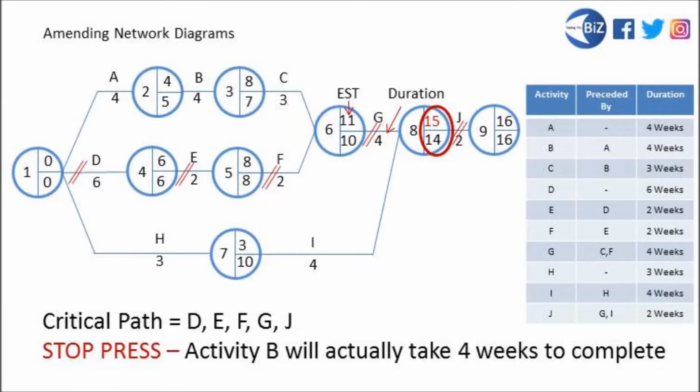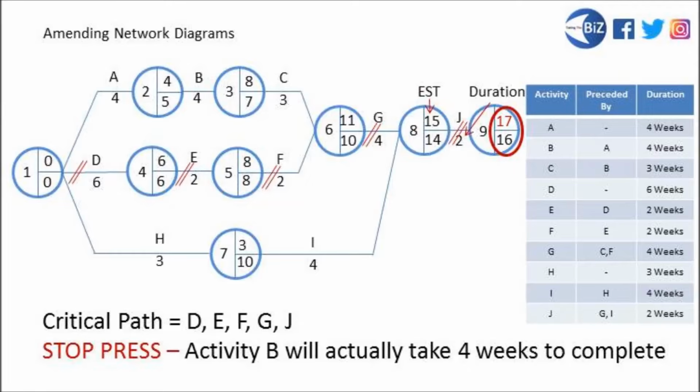Rather than 14 weeks plus 2, meaning that we can get this project done in 16 weeks, J's earliest start time has just shunted to 15 weeks. Now 15 plus the 2-week duration of J means that this project cannot get completed in 16 weeks anymore. It's now 17 weeks. So the first thing that we can realise about activity B taking longer is that this increases the overall duration of the project as a whole. We've added a week on. We've gone from 16 weeks to 17 weeks because B took longer.